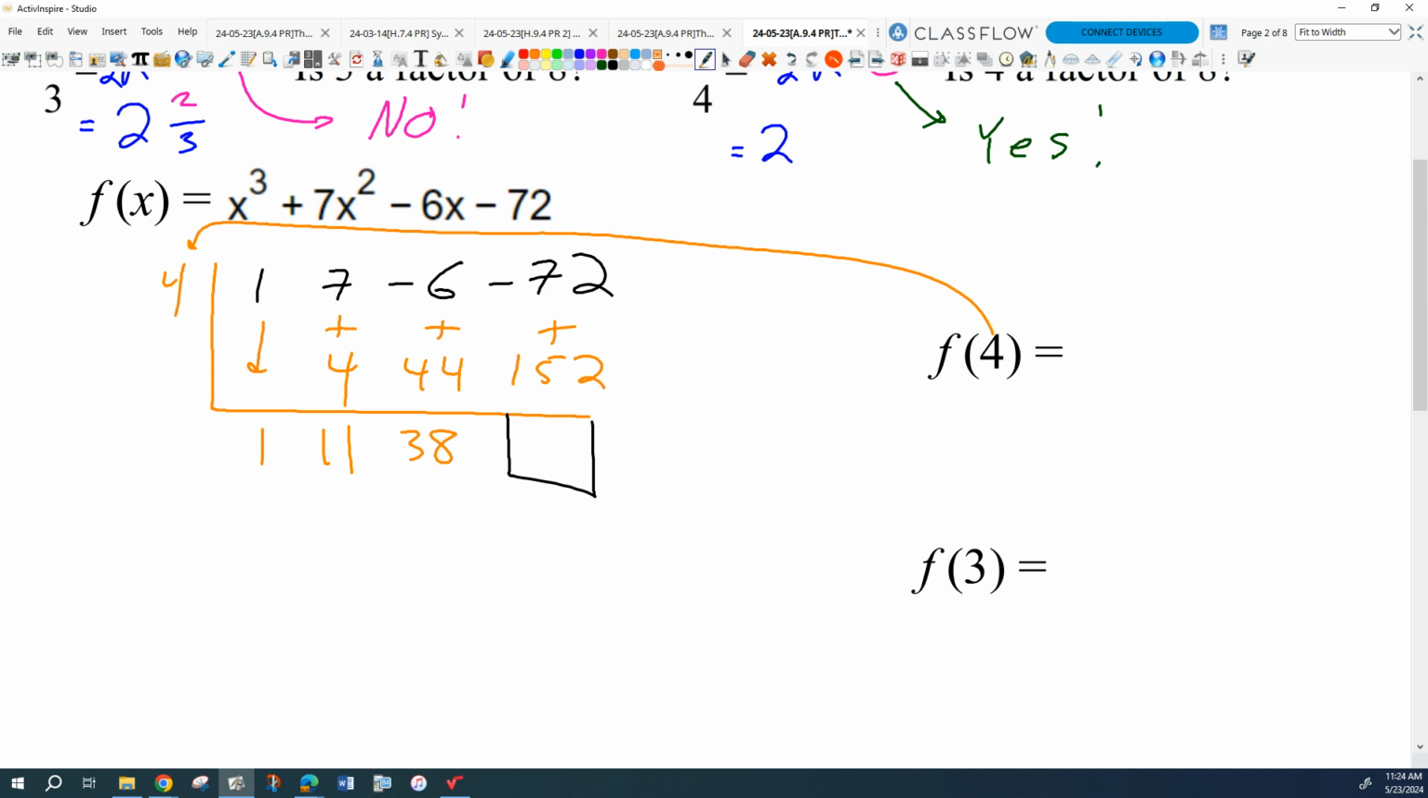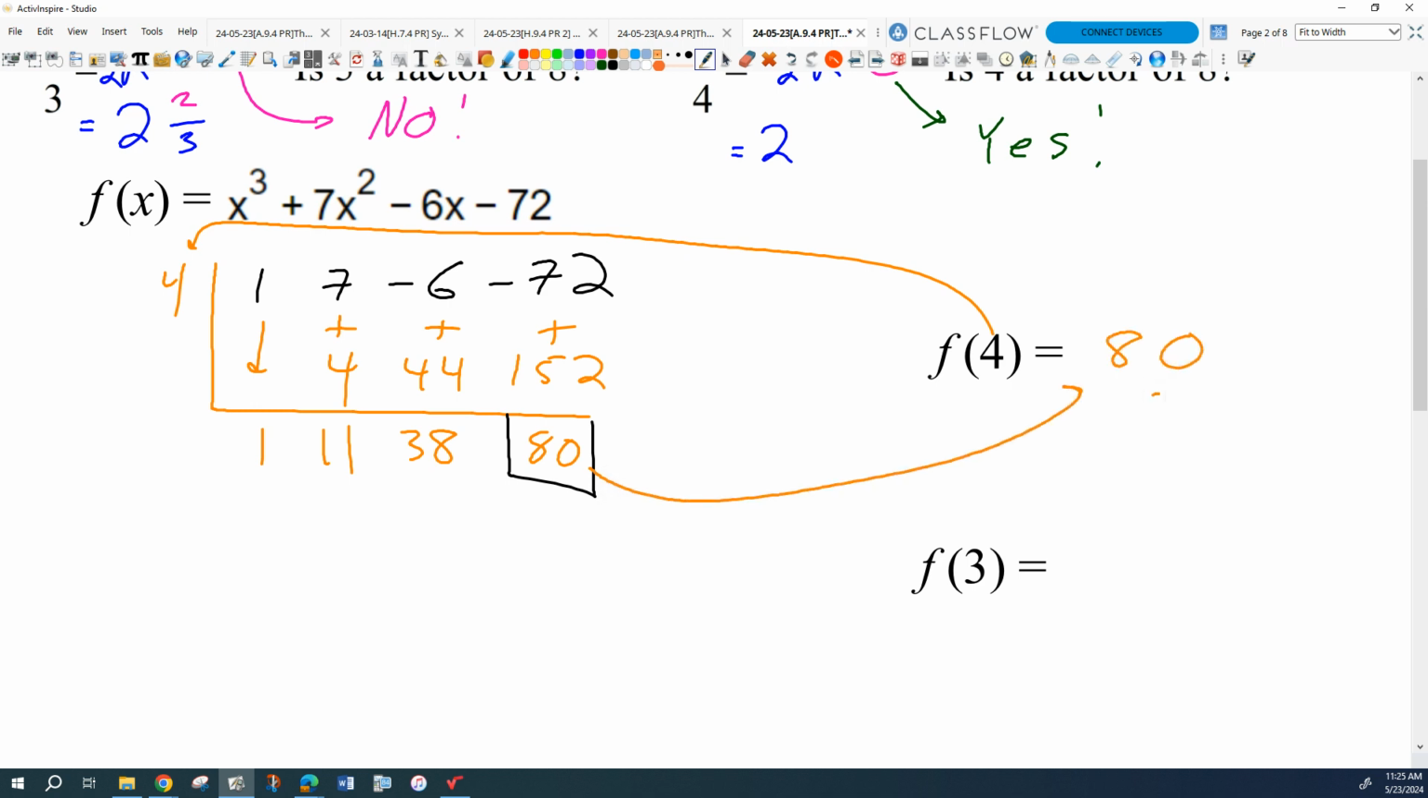I don't want to waste time doing calculator work. You guys could just plug these numbers into a calculator, right? That's not a big deal. So I want to know, what is f of 4 equal to? Can you tell me? It's 80. Yeah, exactly. That's the trick with synthetic substitution. When I plug the input value out in front of this synthetic bracket, the number I get in the remainder box is the value of the function.